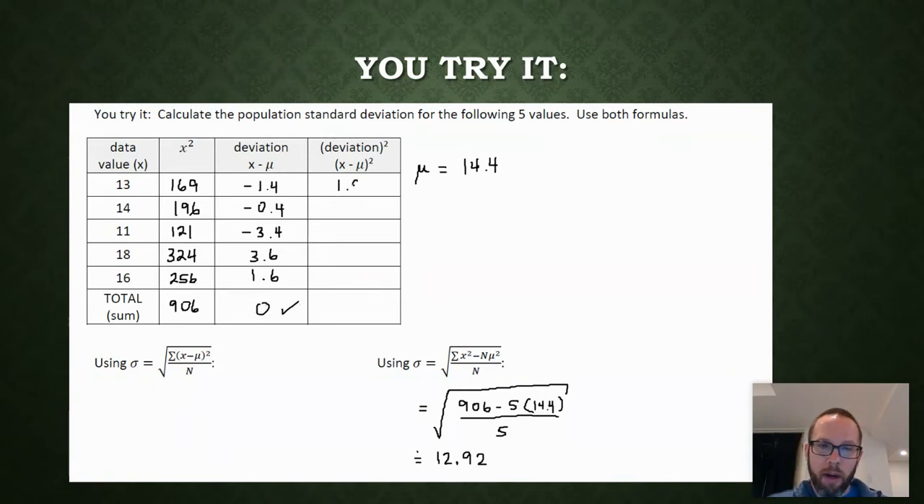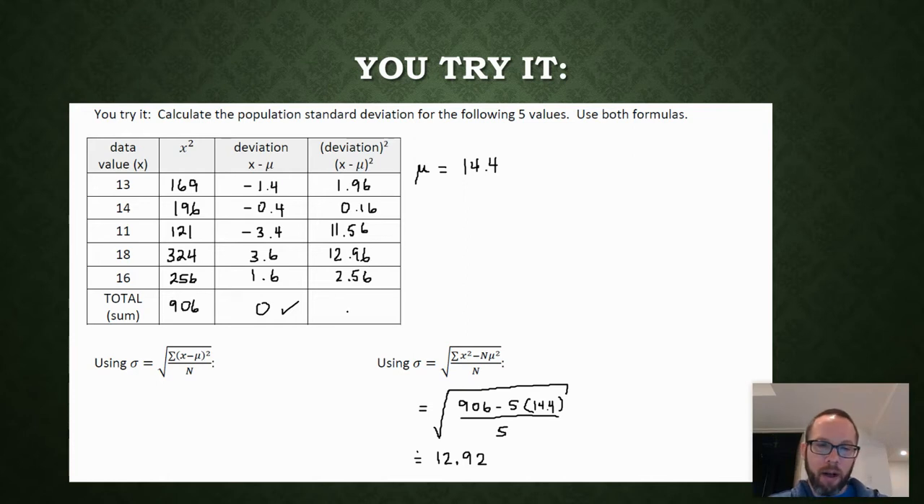So I'm going to square these guys. I get 1.96, 0.16, 3.4 squared is 11.56, 3.6 squared is 12.96, and then it'll be 2.56. Let's add these up: 1.96 plus 0.16 plus 11.56 plus 12.96 plus 2.56.